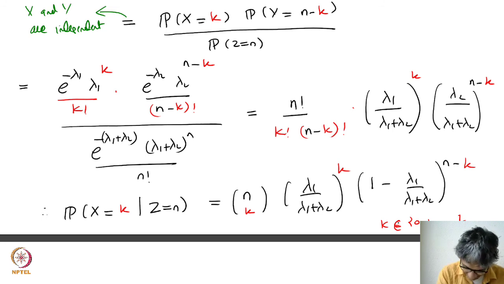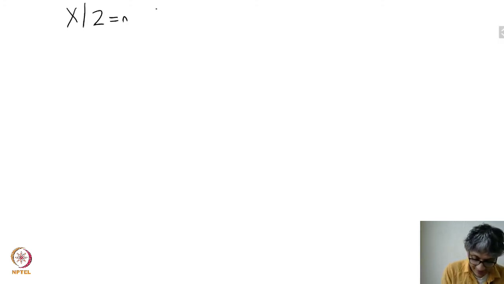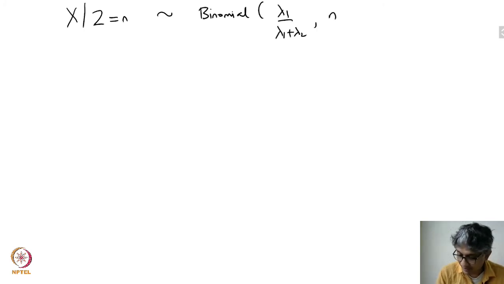So what's the punchline here? Let's stare at it a little bit. If I have X is Poisson lambda 1, Y is Poisson lambda 2, Z is X plus Y, then what have we shown? We have shown a very interesting fact: X given Z equal to n is just binomial n comma lambda 1 by lambda 1 plus lambda 2, with that as the p.